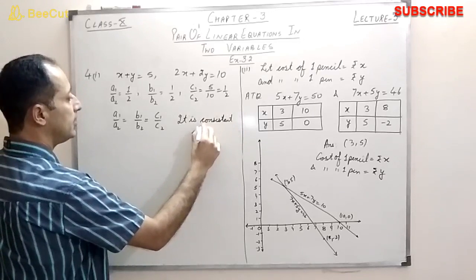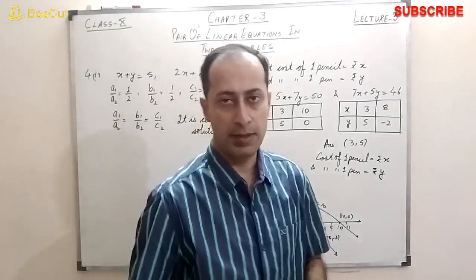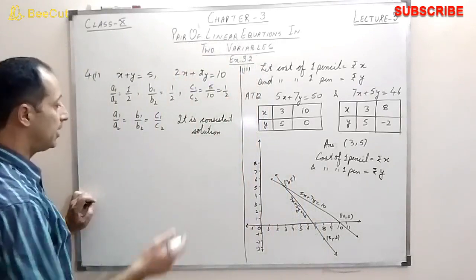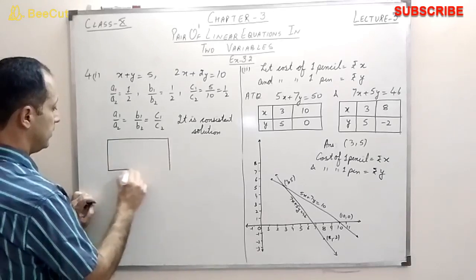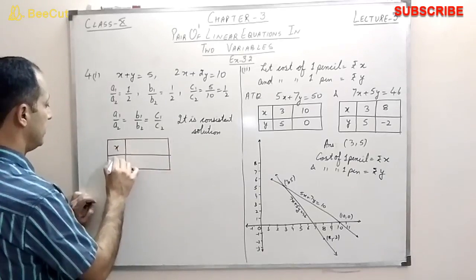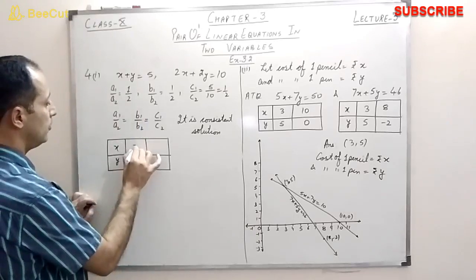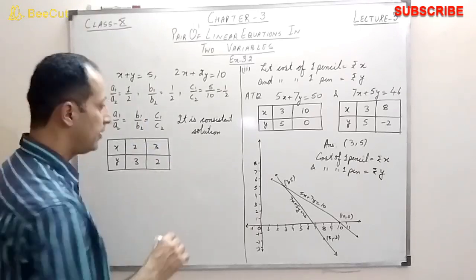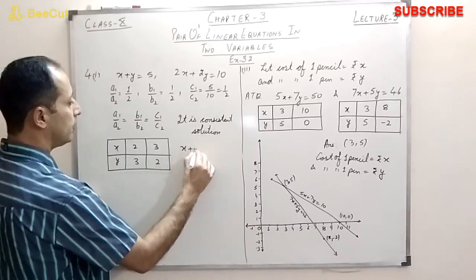So now if it is a consistent solution, what do we have to do? We have to represent the solution on the graph, right? So for that we will have to find a minimum of 2 points to represent on the graph. So for the first one, that is x plus y equals 5, we put in values. I take 2 for x and it becomes 3. If I take 3, it becomes 2, right? This is for x plus y equals 5.